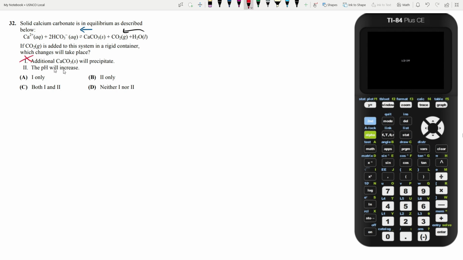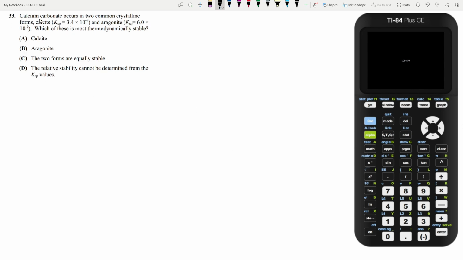Let's look at 2. The pH will increase. Well, if you increase the rate of the reverse reaction, you're going to have more of your HCO3 minus, your bicarbonate ion, and this is slightly acidic. So your pH will actually decrease. It's also possible that the pH doesn't really do anything because bicarbonate can act as both an acid and a base. It's weakly acidic, but it can act as both. So it's possible that the pH doesn't change at all. However, it's very unlikely that pH will increase. There's no reason to. Therefore, our answer is answer choice D.